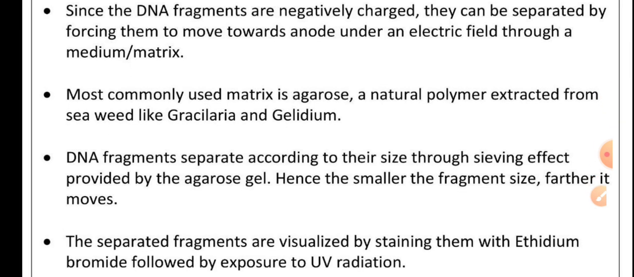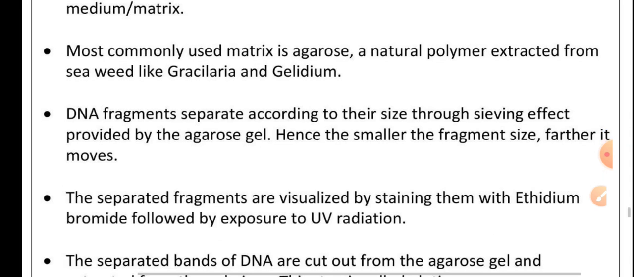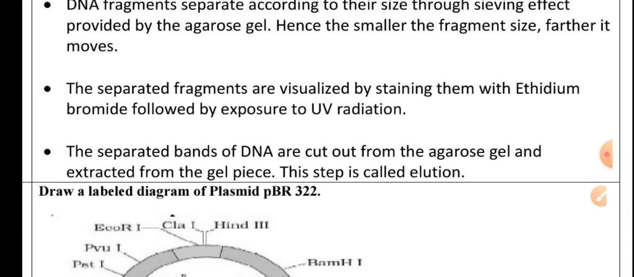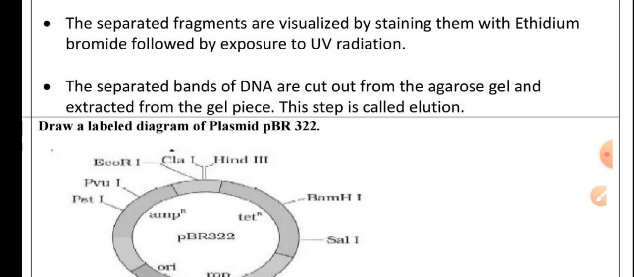The most commonly used matrix is agarose, a natural polymer extracted from seaweeds like Gracilaria or Gelidium. DNA fragments separate according to their size through the sieving effect provided by the agarose gel. Hence, the smaller the fragment size, the farther it moves. The separated fragments are visualized by staining them with ethidium bromide followed by exposure to UV radiation. The separated bands of DNA are cut out from the agarose gel and extracted from the gel piece. This step is called elution.